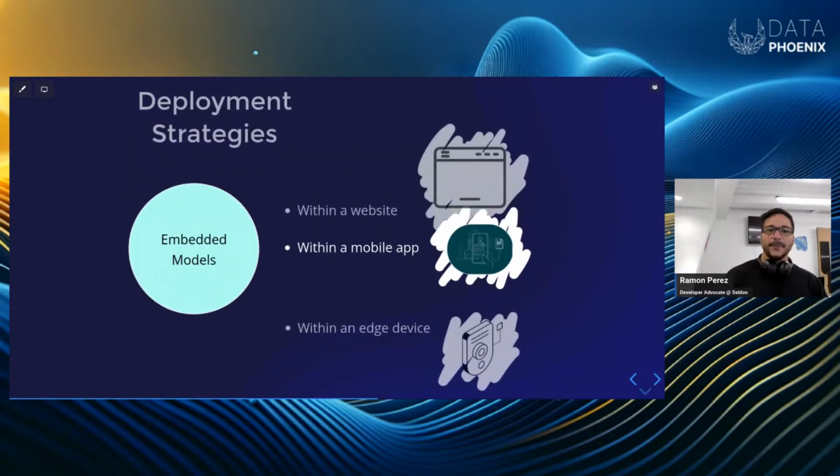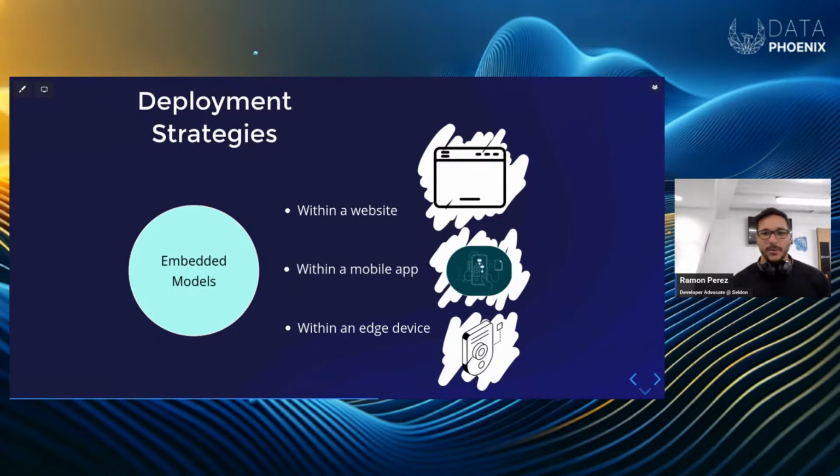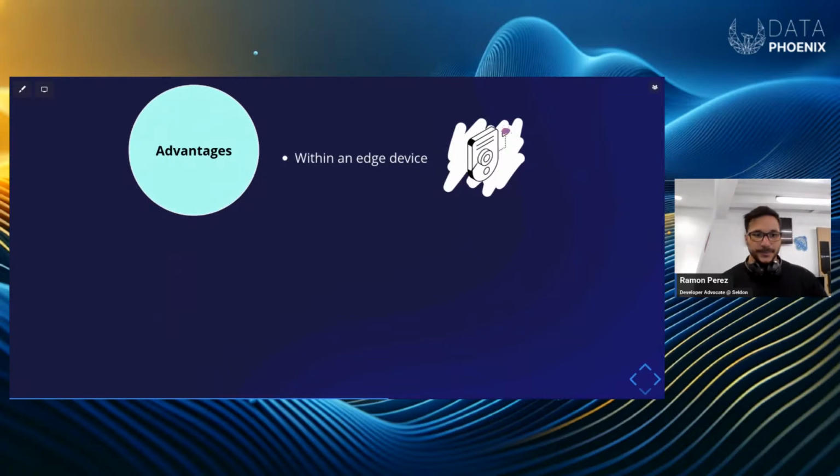Okay, so now that we talked about within a mobile device, let's talk about within an edge device situation. So what are the advantages? Very low latency. You're going to have a small model inside. For example, here I have a camera. Say, for example, you train a model to recognize all of your relatives, and then you put that model inside.